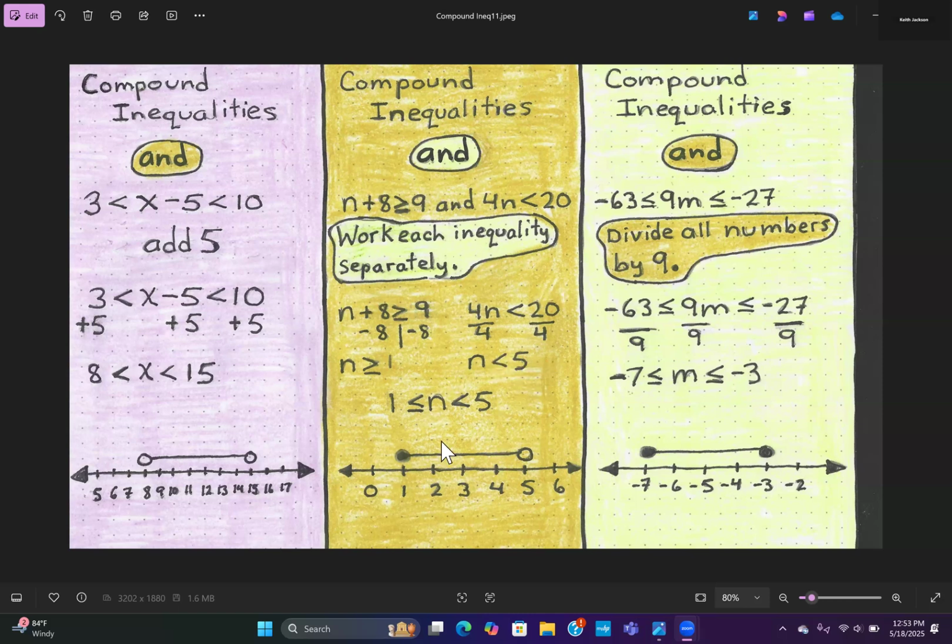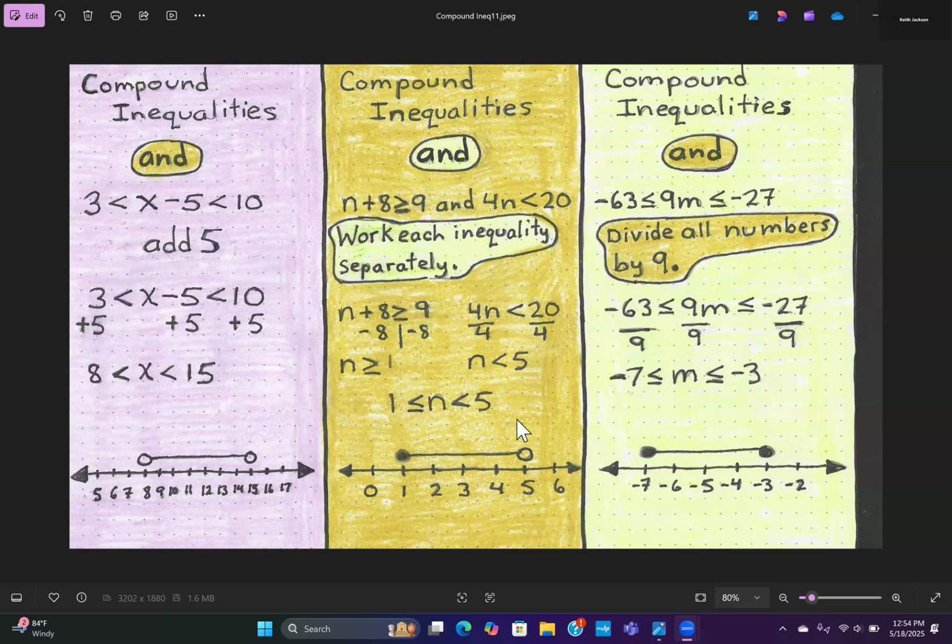Here's how it's going to look. n is greater than or equal to 1, while at the same time, n is less than 5. We can write it this way, since n could be 1. That's why 1 is less than or equal to n, because that lets us know that n could be 1. And then n is less than 5. n cannot be 5. It can only be less than 5. That's why we have this open circle here, and this shaded circle here to represent that n could be 1 or any number between 1 and 5. It could be anywhere in here.